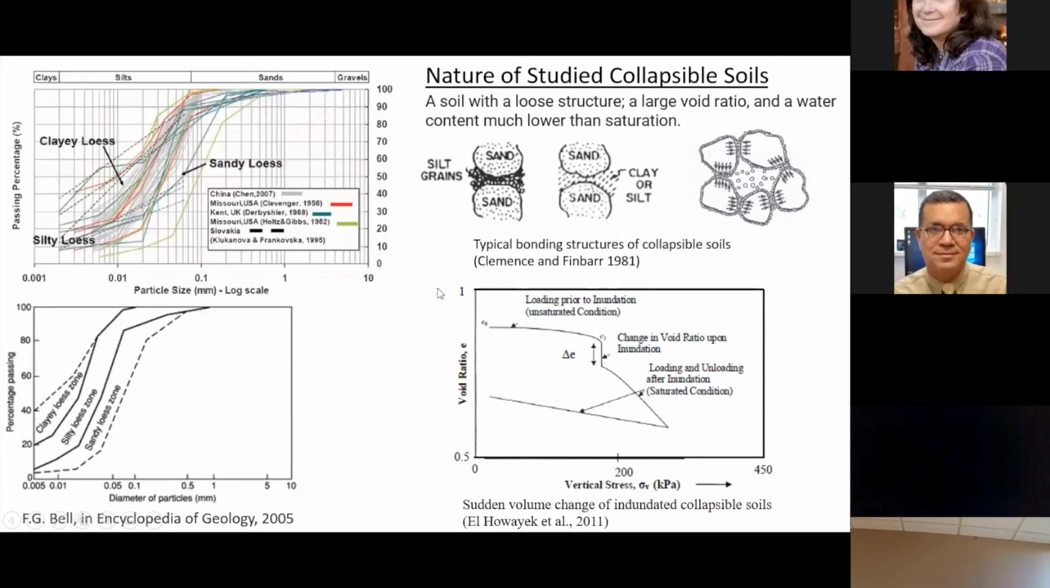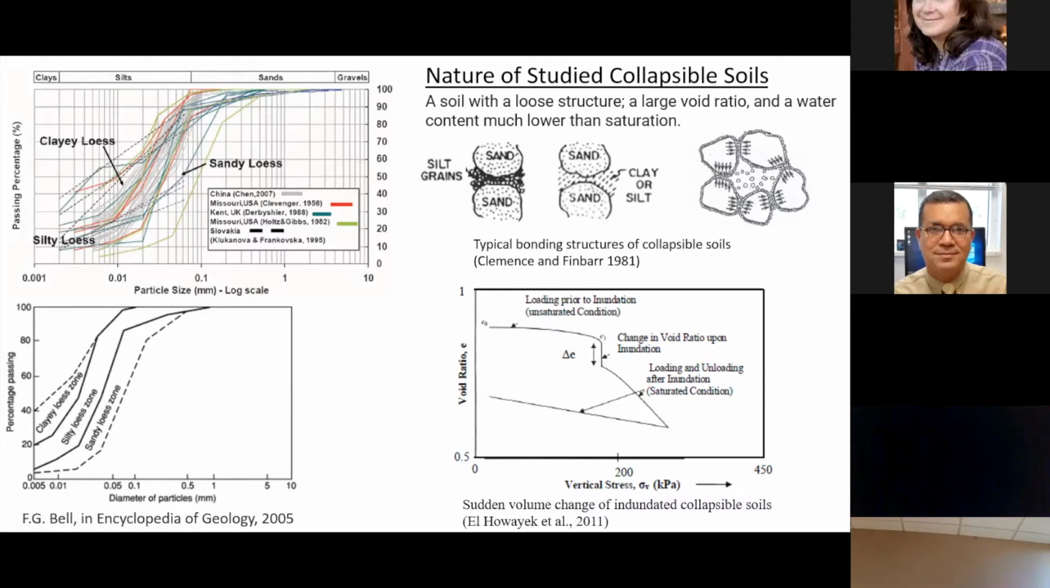The people who are working in the collapsible soil field will know that we have a very broad range of collapsible soil. And in this particular research, we are dealing with a specific type of collapsible soil. What type? We're going to deal with the sandy, silty sand, and silty soil only. We are not going to deal with the clayey one, because the clayey ones, in fact, have different behavior. So we are dealing with the collapsible soil which is very common to this type.